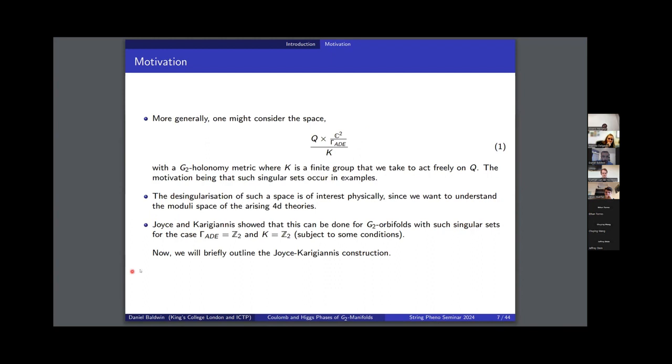So these mathematicians, Joyce and Karigiannis, showed that this can be done for G2 orbifolds which have singular sets of this form in equation 1, but specifically for the case where gamma ADE is Z2, and also this K is Z2 as well. So I'll just now briefly outline what their theorem says.